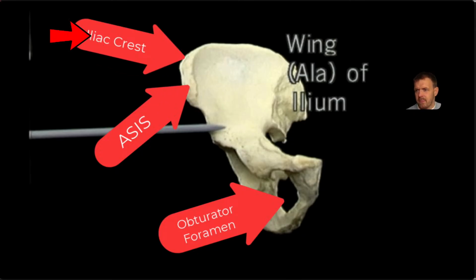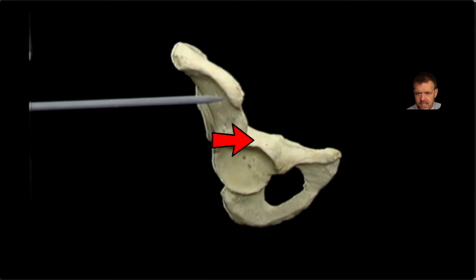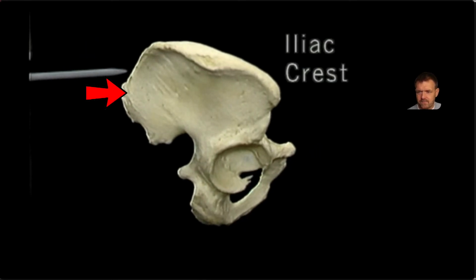It's massive. Here's your iliac crest over the top. Okay, so that links your ASIS at the front to the PSIS at the back. So it's your posterior superior iliac spine, anterior superior iliac spine. Okay, so that's what they are called. And then as we spin around, there's the socket. There's your iliac crest all the way around.